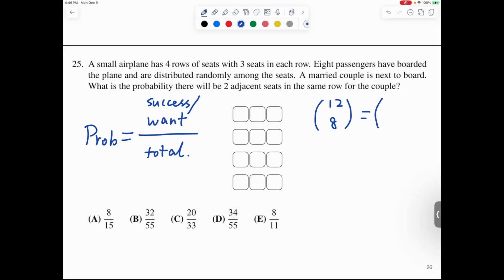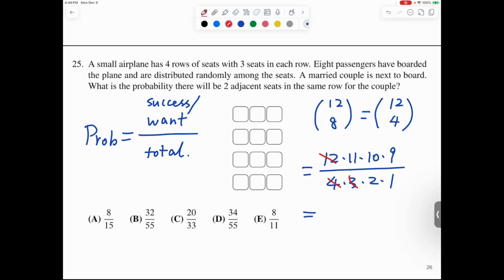So this is 12 choose 4, same as 12 choose 8. 12 times 11 times 10 times 9 divided by 4, 3, 2, 1. Simplified, 4 times 3 equals 12. 2 cancels with the factor 2 in 10. 45 times 11, 495. So this is the total number of ways.